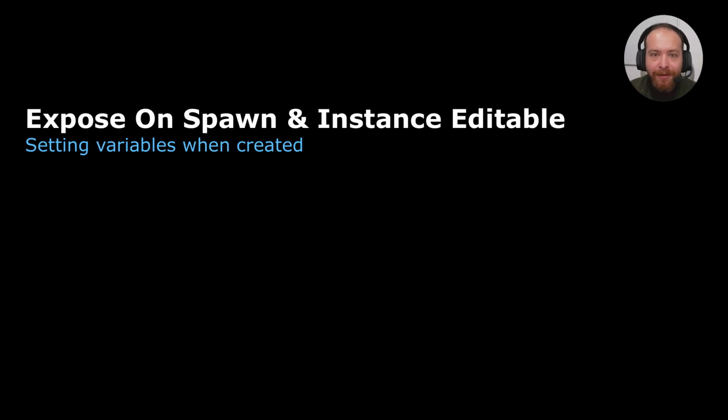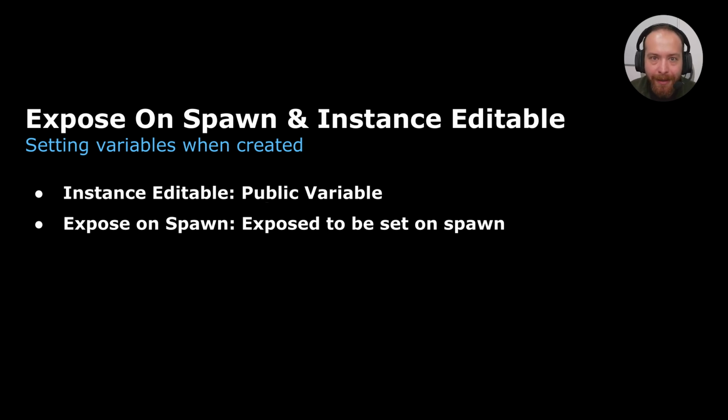In the last chapter, we talked about instance editable variables and exposing variables on spawn. We learned that making the variable instance editable means making this variable also publicly available throughout the project. In programming terms, it means making the variable public. On the other hand, we have another option. We can keep this variable secret. It means making the variable private.